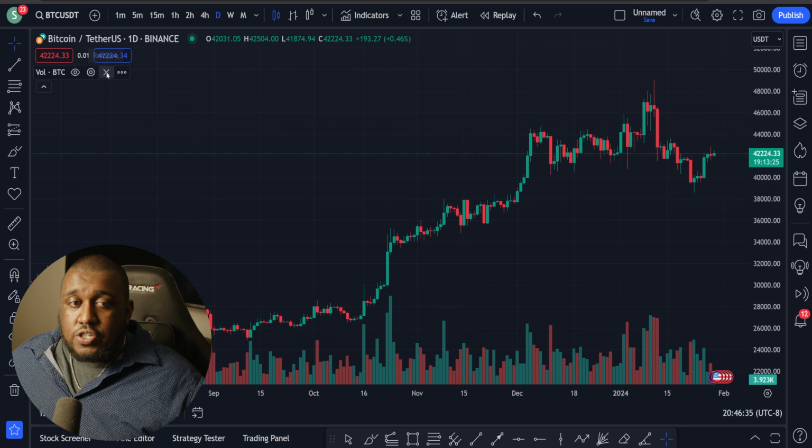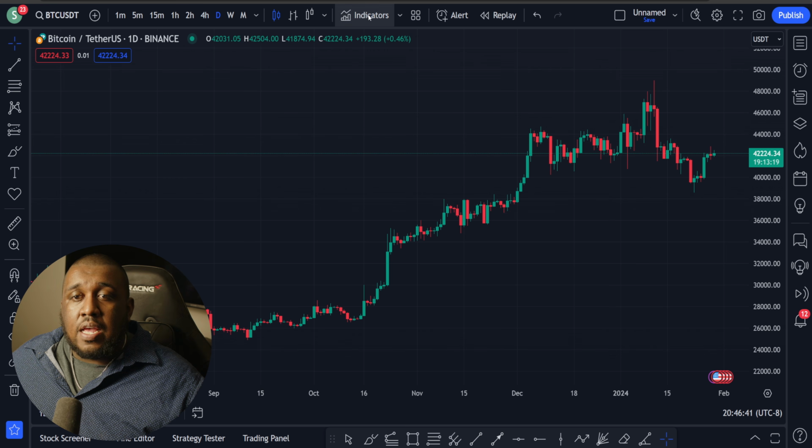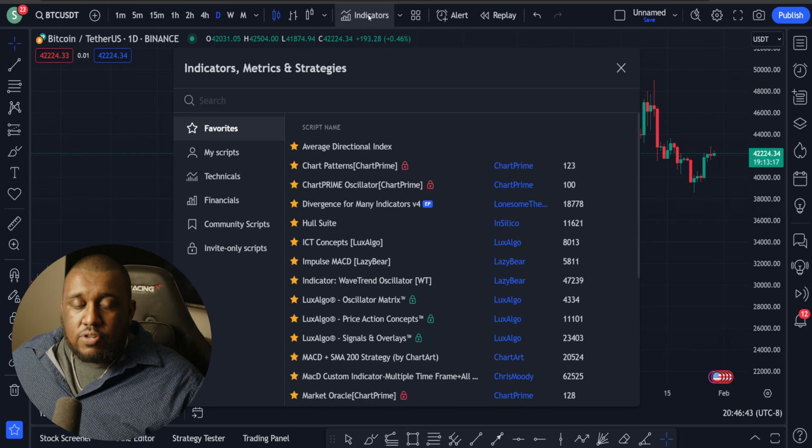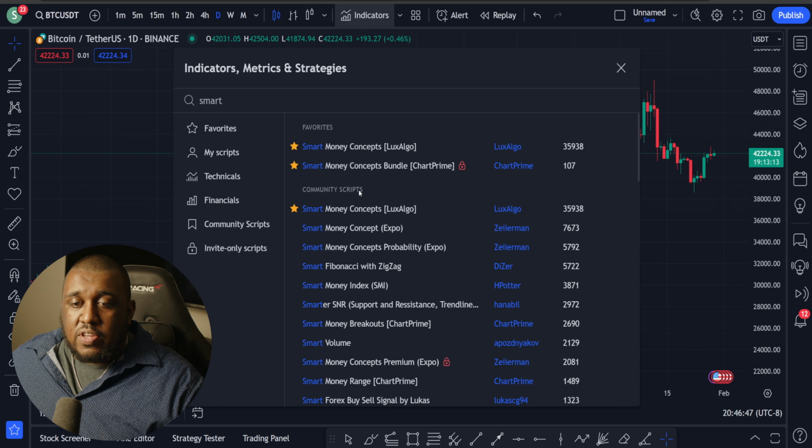For me, I'm actually going to take off the volume. I don't use volume all too much while trading. You can if you want to. It's personal preference. Next up, we're going to go over here to indicators, metrics, and strategies, and we're going to type in SMART. At the very top of community scripts right here, you're going to see Smart Money Concepts Lux Algo by Lux Algo. You're going to click on this. I would also recommend adding a gold star.